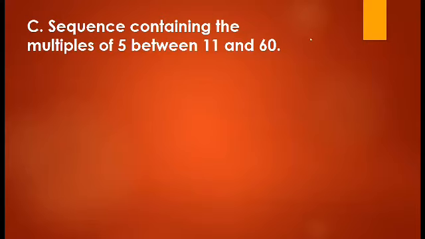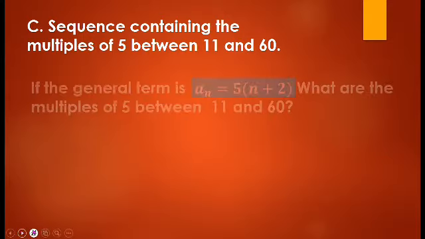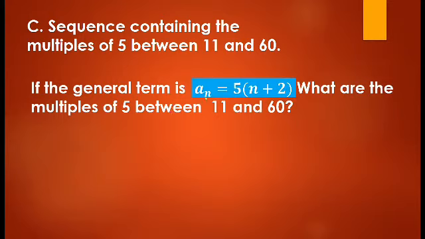So let's have another example. Sequence containing the multiples of 5 between 11 and 60. If the general term is a sub n equals 5 times n plus 2, what are the multiples of 5 between 11 and 60? So let's find the multiples of 5 between 11 and 60 using this general term.